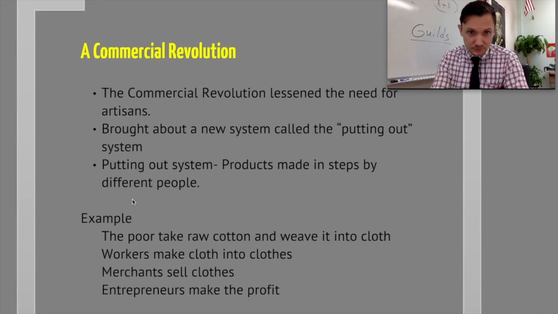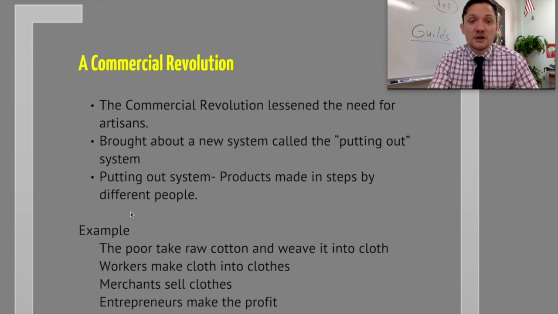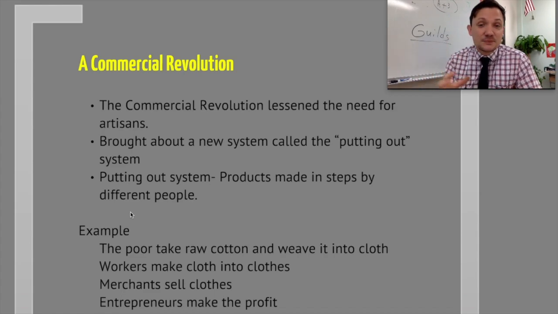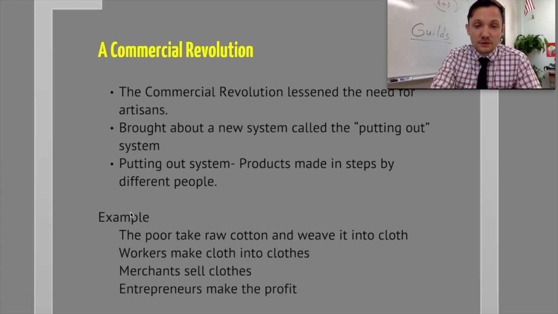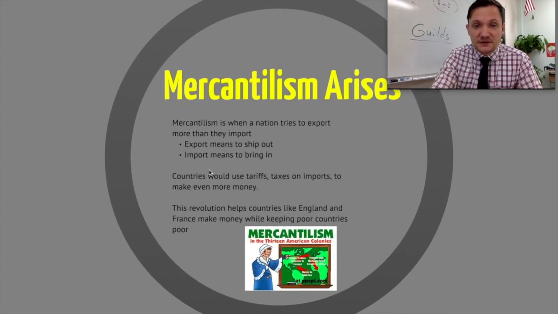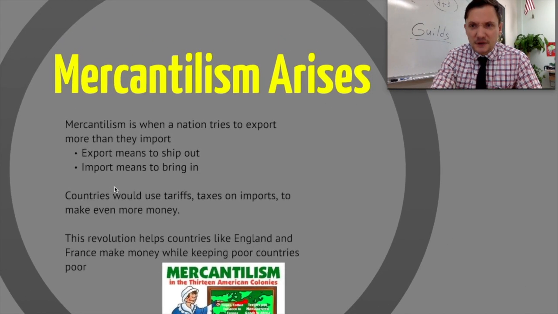Now, anyway, then you've also got this thing called the commercial revolution, right? The commercial revolution is going to lessen the need for artisans. It's going to bring about this new system called the putting-out system. You don't need that. Let's skip that. All right. So anyway, really quick, we kind of just summed it up in capitalism, right?